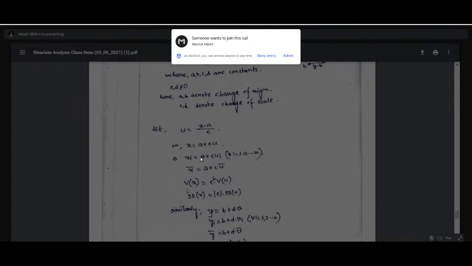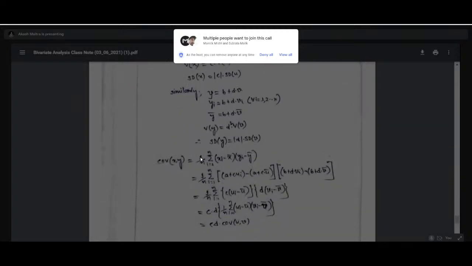And similarly, Vx depends only on the scale change, not the origin change. You have already done some properties of dispersion in your class 11, so I am not writing the whole procedure here. This says that Vx equals c square into Vu. Similarly, standard deviation of x will be modulus of c into standard deviation of u. I have nothing to say about why modulus here, since you already know this.